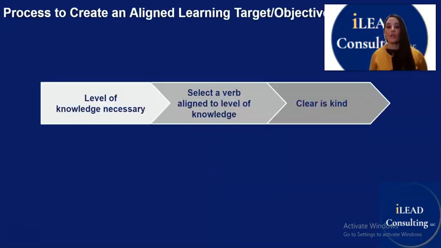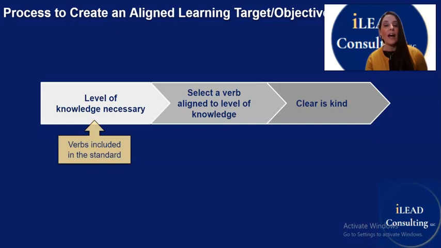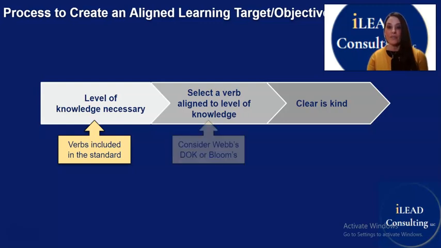This visual may support you in really understanding the process associated with creating an aligned target. We have to be mindful of the level of knowledge necessary. How will you do that? Look at the student expectation. Look at the standard. What verb is included? Is the verb analyze included? Is the verb compare included? Determine, identify, predict. Whatever verbs are included in the knowledge statement or the skill, make certain that you're leveraging that.